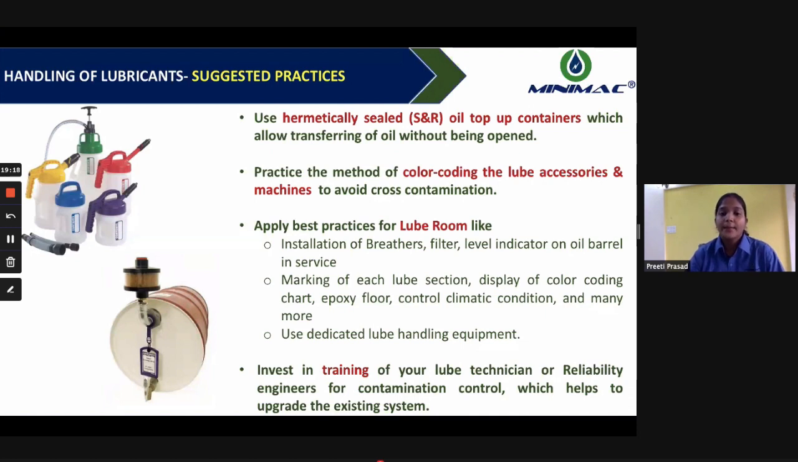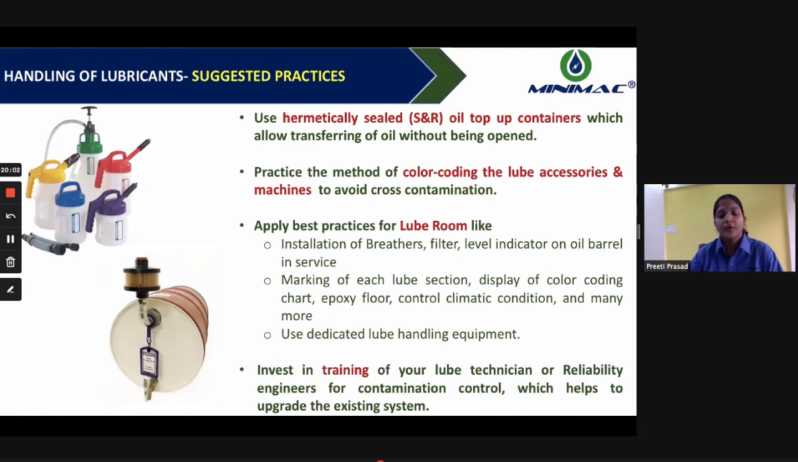And apply the best practices for lube. Whenever I think of lube, the picture which comes to my mind is my kitchen, because in the kitchen we maintain the utmost cleanliness, and we keep a separate place for spices, a separate place for oils, and a separate place for keeping our accessories. Likewise we have to maintain our lube room: marking of each lube section, display of the lube charts, epoxy floor, contamination control, dedicated lube handling equipment, and several other factors like ventilation. Those are very important for lube room management.